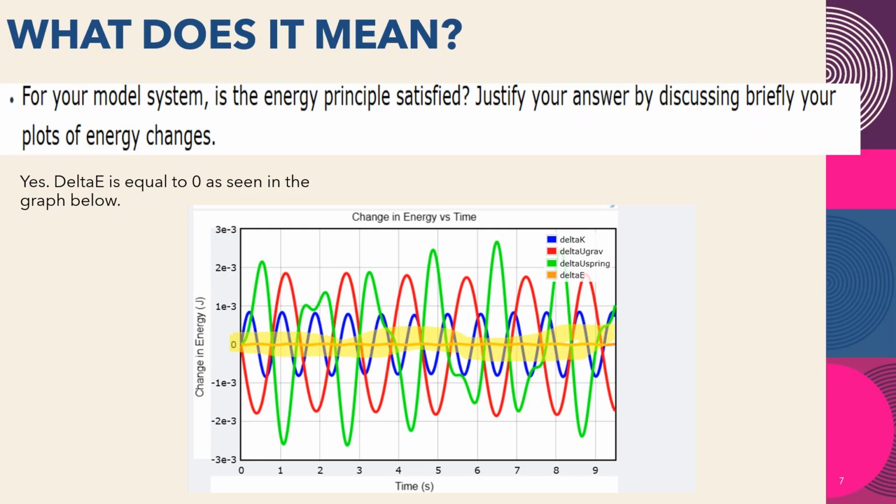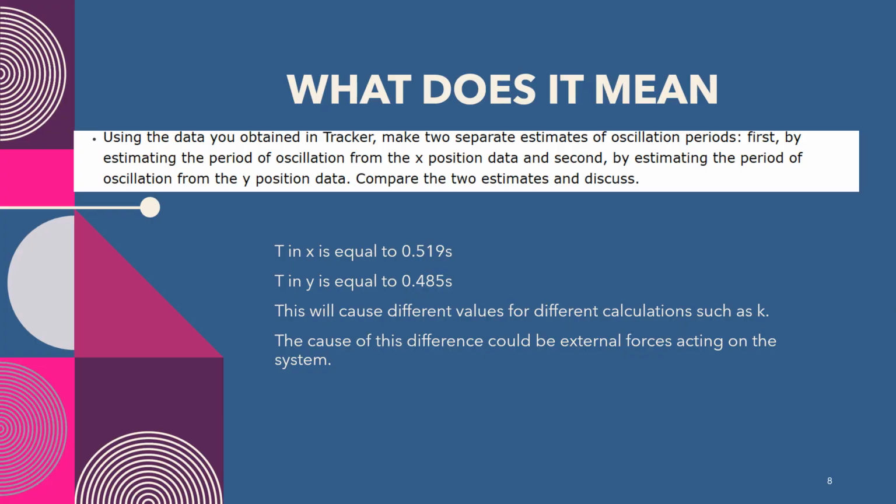What does it mean? So for your model system, is the energy principle satisfied? It is, because I highlighted here that delta E is 0, meaning that we have satisfied the energy principle by looking at this graph, which once again we found after we typed in all of the information on GlowScript. So what does it mean?